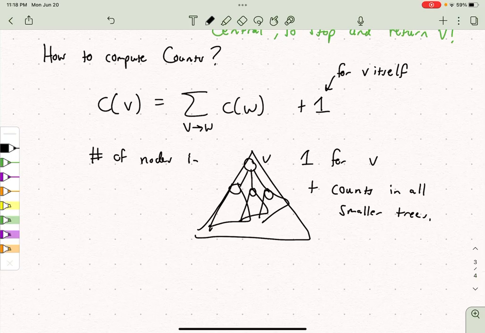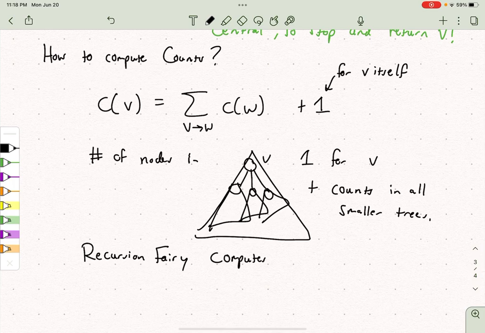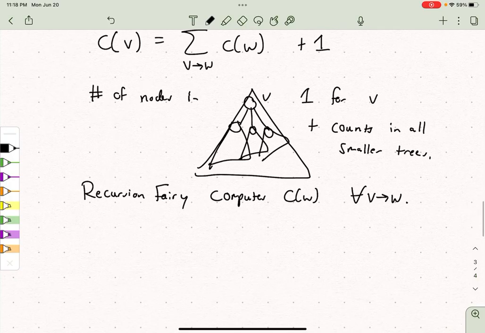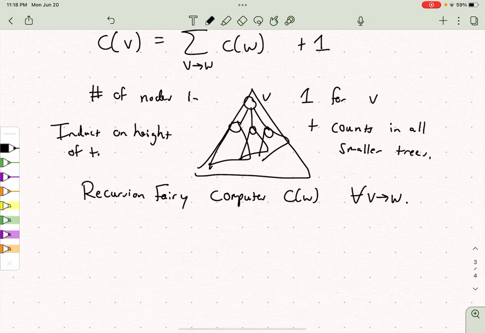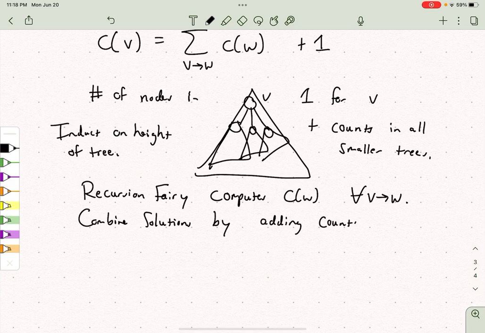We can just ask the recursion fairy to compute the counts for all children of v. The recursion fairy can do that because these are smaller height subtrees. Here we're inducting on the height, or we could be inducting on the total number of nodes. They're equivalent here. And then once we have those, all we have to do to combine the solutions is add them up. And then add 1 to that.